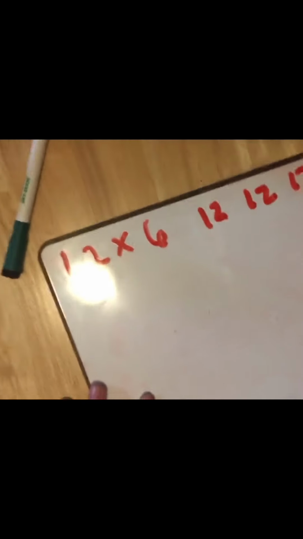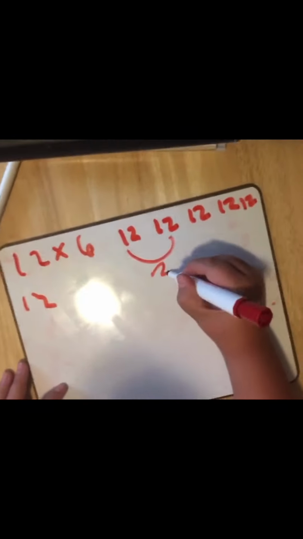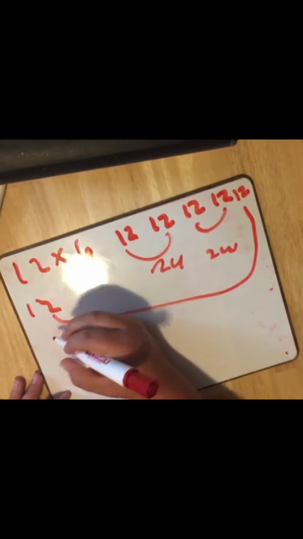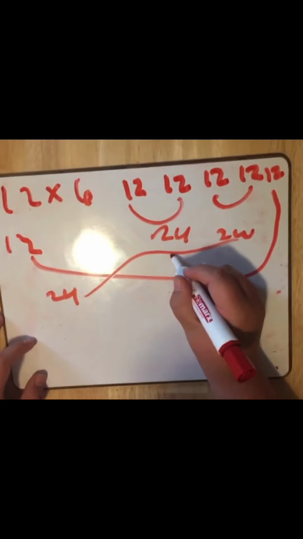All right. So the first equation we are going to do is 12 times 6. So how you do that is we're going to do 12, 12, 12, 12, 12, 12, which would be 6. Well, that's a lot to count, so I'm going to loop 24, loop 24, and then loop 24. And so then if you connect these all, that would be 24, 48.